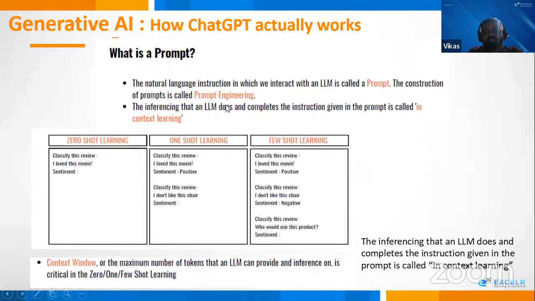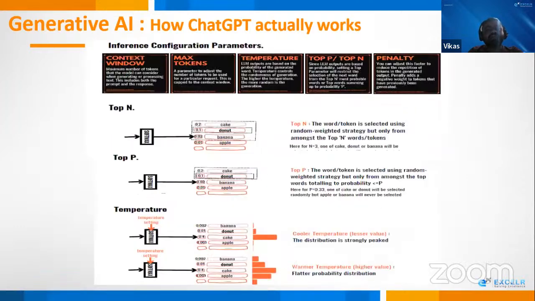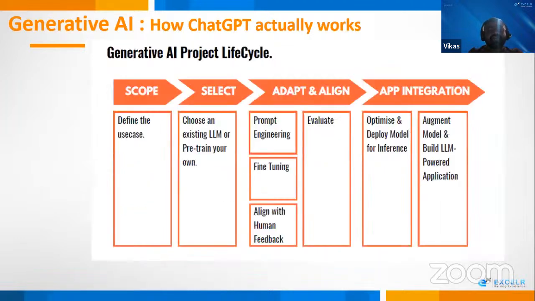Guys, then I wanted to actually start with prompt engineering. What is a prompt? What is few-shot learning, one-shot learning? How is the sampling done? How are they able to pass these tokens? What is max tokens? What is the context window? What is top P, top N? What is the penalty they provide? What is the temperature actually? How are these tokens getting generated? And what is the life cycle of the entire project?